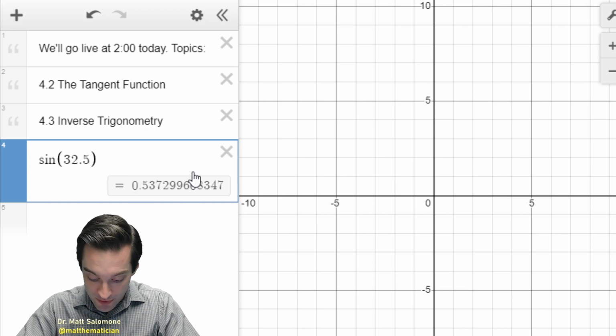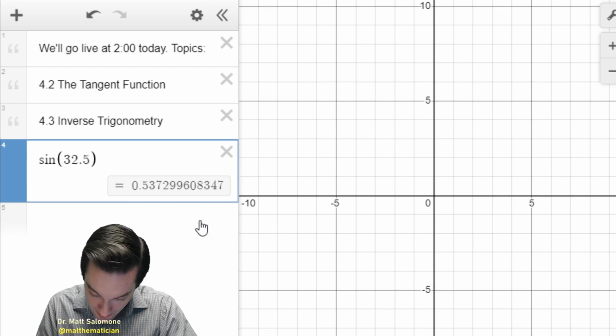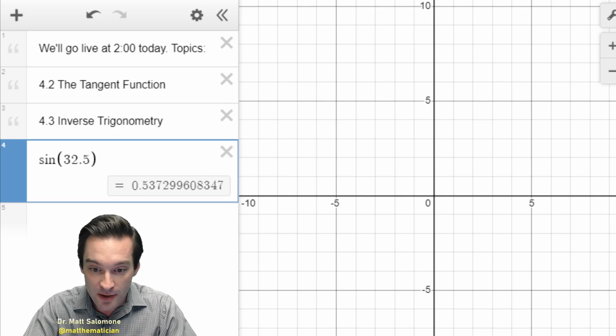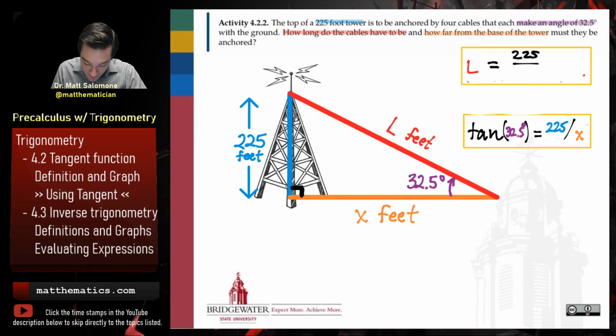So the sine of 32.5 in degrees is about 0.5373. So we'll put that as the denominator, 5373. Let me switch back into our work here. So sine of 32.5 degrees is 0.5373. And so when I divide 225 divided by 0.5373, I'm going to get my answer, which is about 418.76.